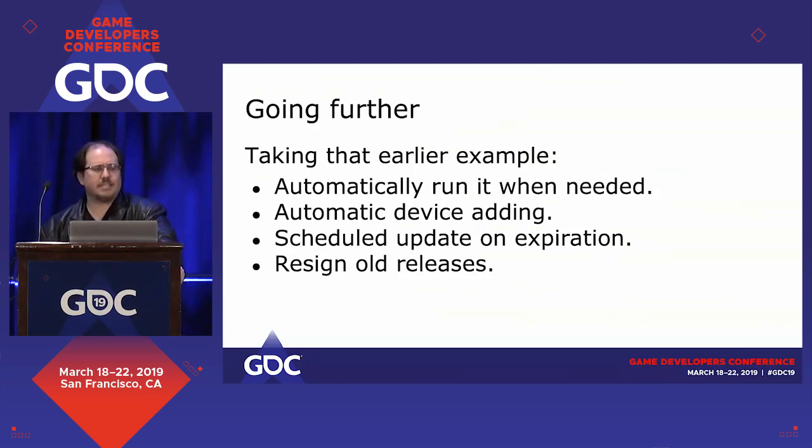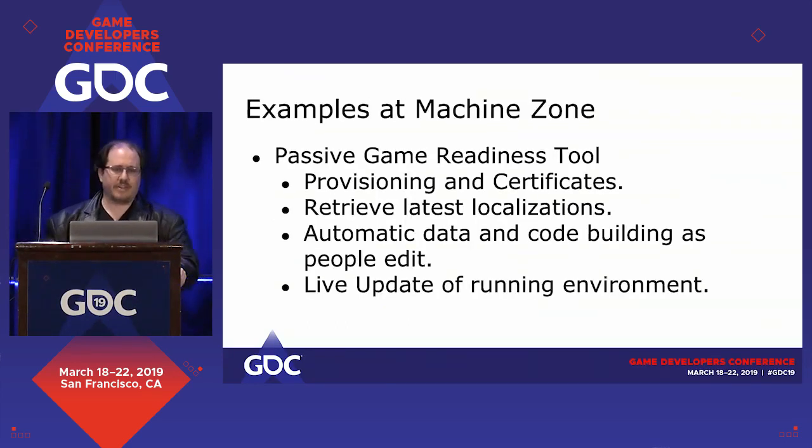So this was a simple workflow example. We're going to dive into a non-simple example of how you can approach this, from something that we do at Machine Zone. We have a passive game readiness tool. It hooks into this system and makes sure that everyone has their provisioning and certificates ready to go. But it also hooks into a lot of other systems as well. It will retrieve the latest localization so that people who are working on the various 30 languages can go test it and they don't need to worry about that detail.